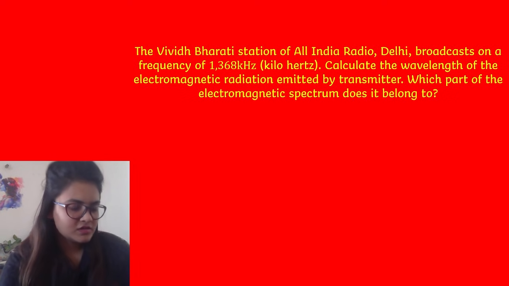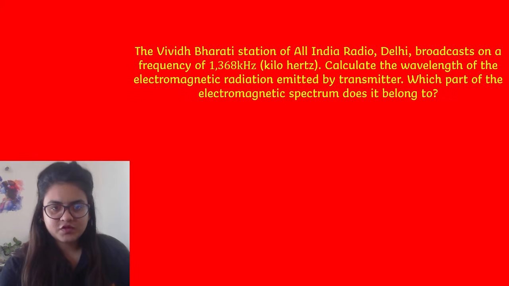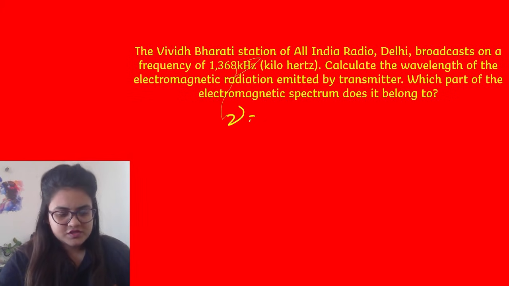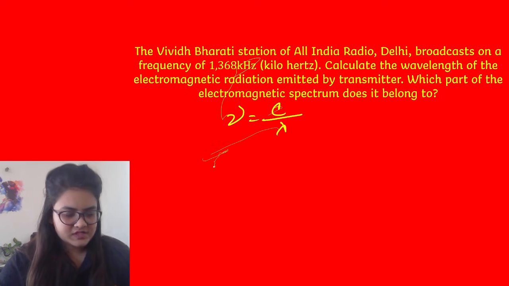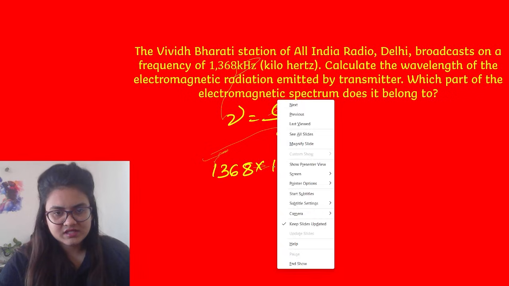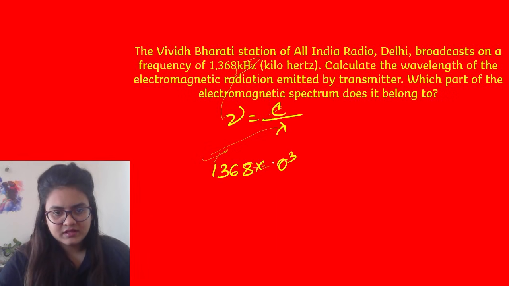Okay, so let's proceed with the formula. We can take nu equals c by lambda, so that will work here. Further, we will just put the value. Nu is given as 1368 kilohertz. Let's convert it to hertz, which means 10 power 3 second inverse. C is 3 into 10 power 8 meter per second.